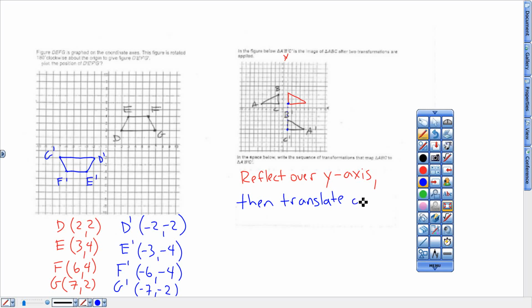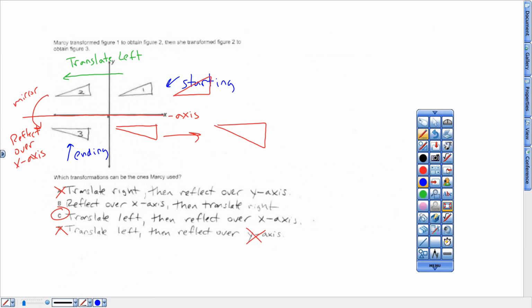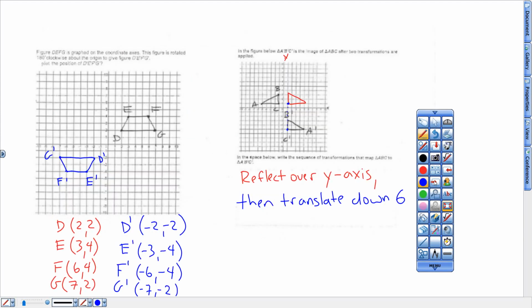And then for this one with boxes, you've got to be precise with your numbers. Down 6. This problem without boxes, you just got to give general directions. But this one with boxes, you got to be precise. Reflect over the y-axis, translate down 6. Some people will choose to translate it down 6 first and then reflect over the y-axis. That is perfectly fine. Full credit if you were to choose to do it that way.